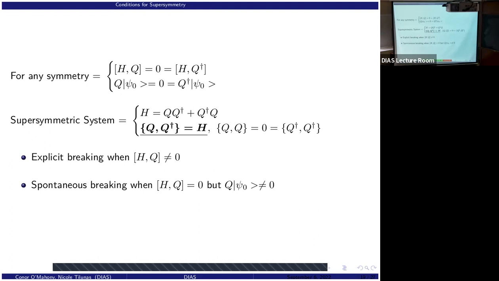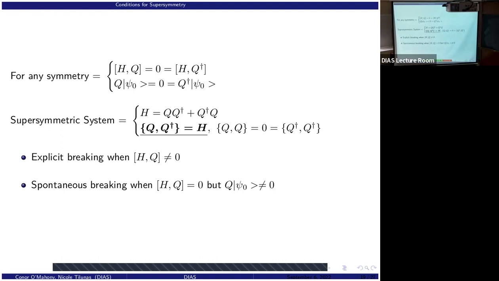For a supersymmetric system, we have Q, Q dagger plus Q dagger Q is equal to the Hamiltonian. So the anti-commutation of Q and Q dagger gives the Hamiltonian. This shows that they are fermionic generators. Now, explicit breaking is when the Hamiltonian and its operators do not commute, so it's not equal to zero. This is one of the first things we check. Spontaneous breaking is when they do commute, equal to zero, but the operators do not equal zero when acting on the ground state.